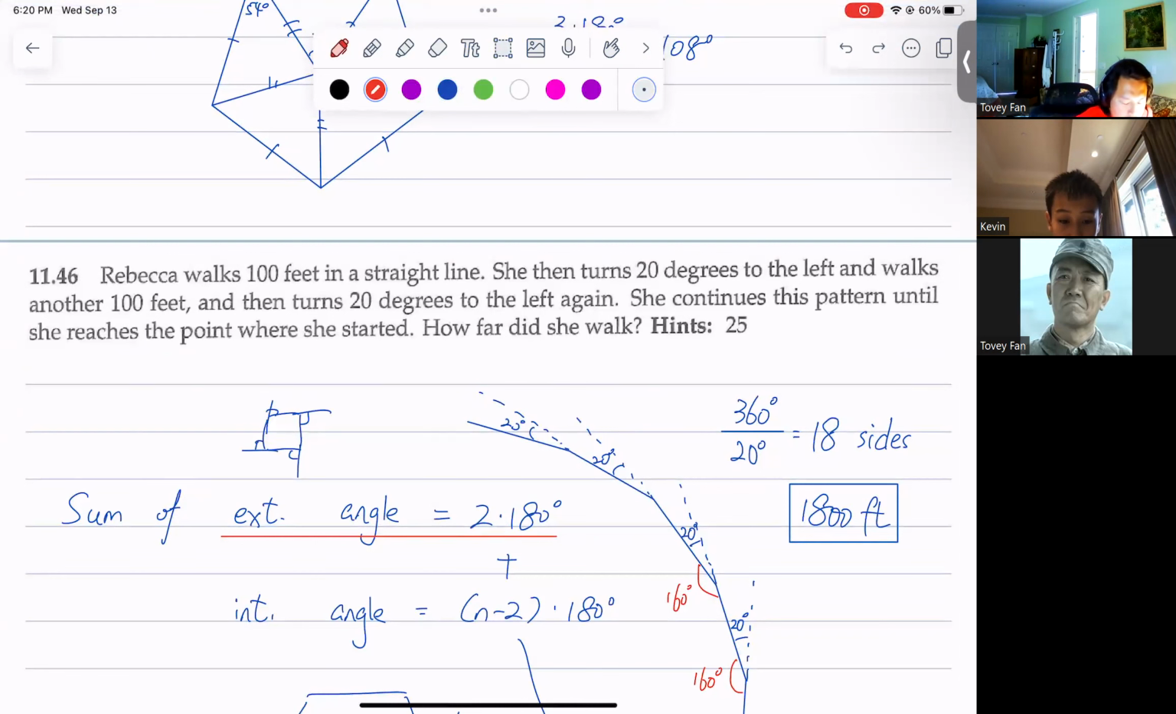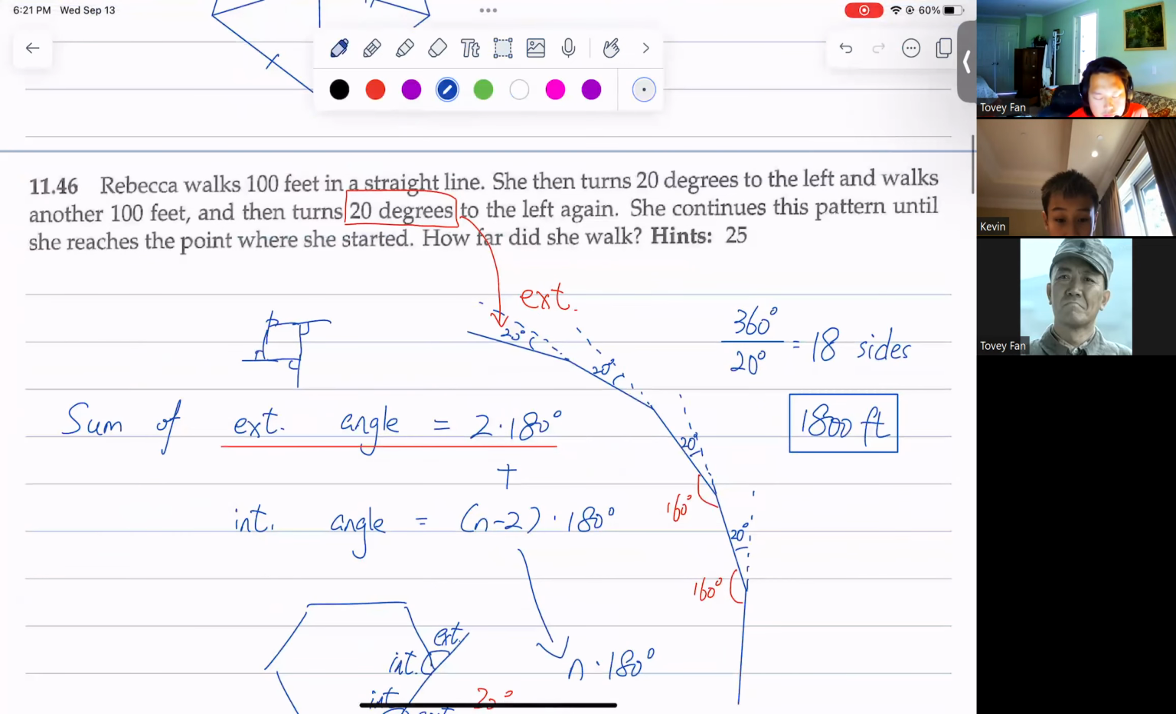So we're going to learn to convert this 20 degrees into actually exterior angles, and then use the sum of exterior angles divided by that. This is a very common strategy when we have polygons, especially polygons with a lot of sides, and when you have exterior angles. You just do a division, and you can determine the number of sides.